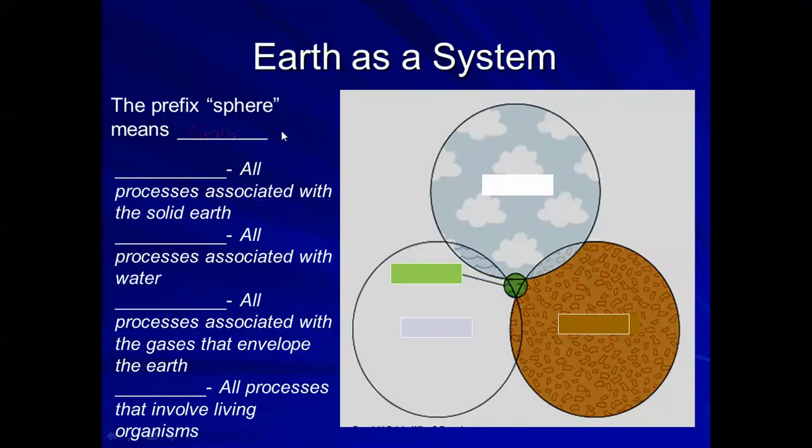Now, the prefix sphere means globe. So there are many different globes if you want to think of it like that. The geosphere is all processes associated with the solid Earth. So geo means Earth and sphere means globe. So it's like, Earth, globe. The hydrosphere is everything having to do with water, because hydro means water. The atmosphere is all the processes associated with the gases that are around our planet. And the biosphere, bio means life. So the biosphere is everything to do with living things. Okay.